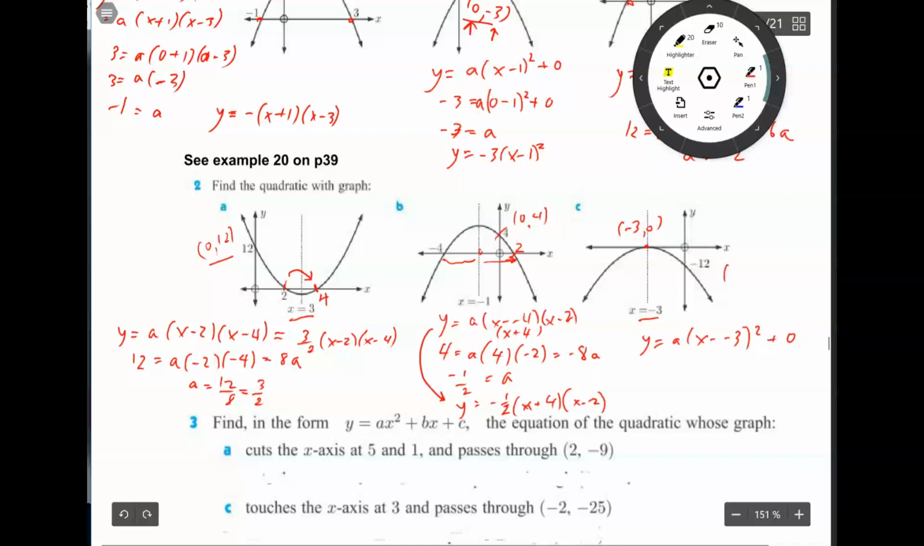And we know that one of the points is going to be this y-intercept, which is 0, negative 12. So I can put negative 12 into the formula. So it'll be x plus 3 squared.